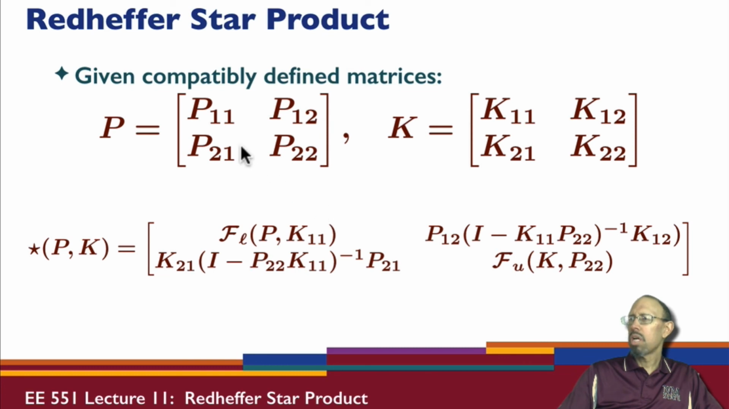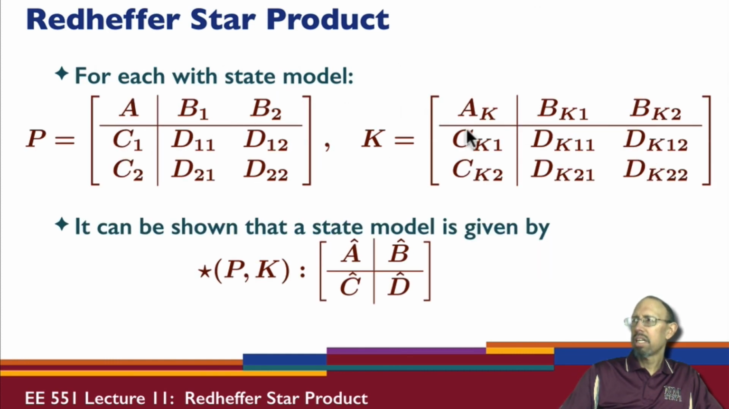So suppose a matrix that's defined like this, where each of these may themselves be matrix transfer functions. I can write state models for both P and K this way. Okay. And so notice that both P and K have these A, B, C, D terms. Notice I have 2 inputs and 2 outputs, 2 inputs and 2 outputs.